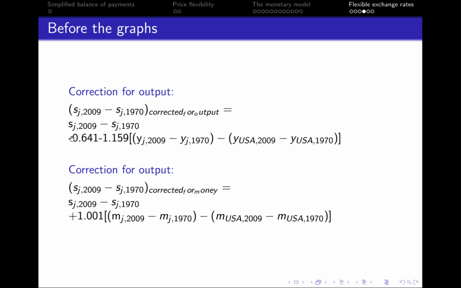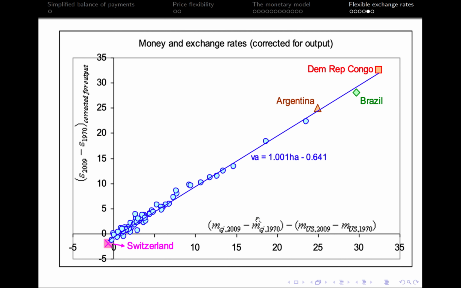constant should not be here. When I was copying it, it appeared, but it shouldn't be here. I just make the correction for differences in output growth times the estimated coefficient. This is how I get the exchange rate corrected for output, and in exactly the same way I make the correction for differences in money supply. And now let's look at it on a graph.